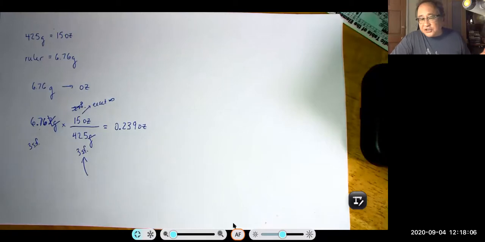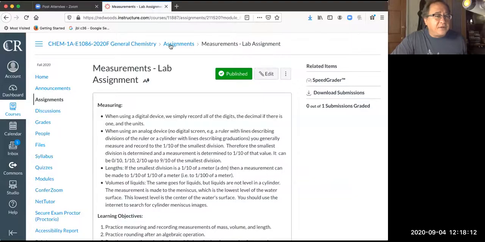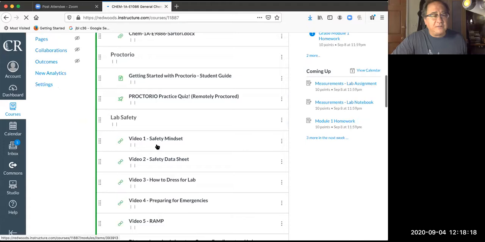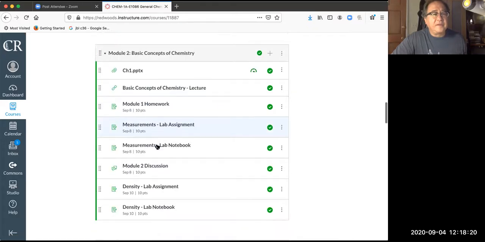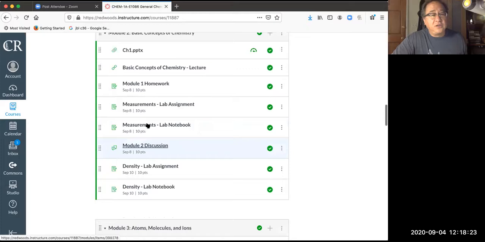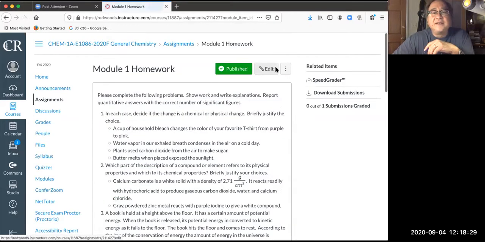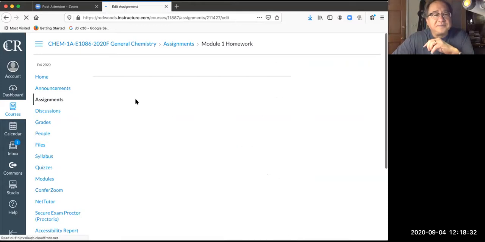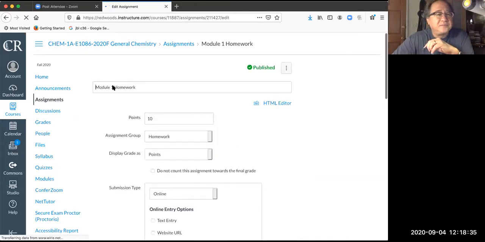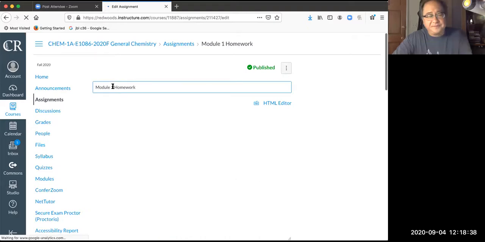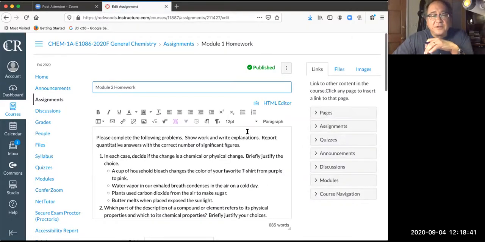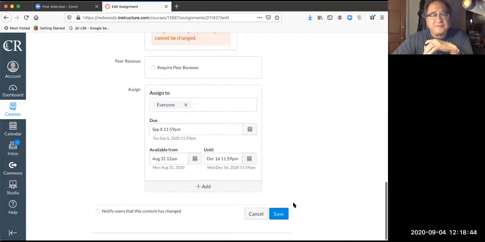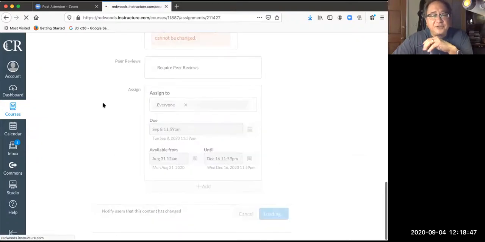Let me change my share to my browser. And what I'm going to do here is go to the module and go to the homework in module 1 or module 2. So here's the homework. Oh, that says module 1 homework. I should edit that because it should be module 2 homework. Okay, save this. I see this is due Tuesday.